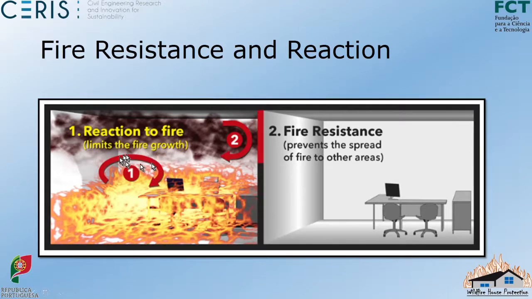For the reaction to fire, when you have this fire, you must make sure that you have low droplets, low particle production, and low smoke production, which is not easy with all types of materials. But this image explains very well how to perform the fire reaction verification, and here you have the fire resistance verification. Kudos to the author of this picture.